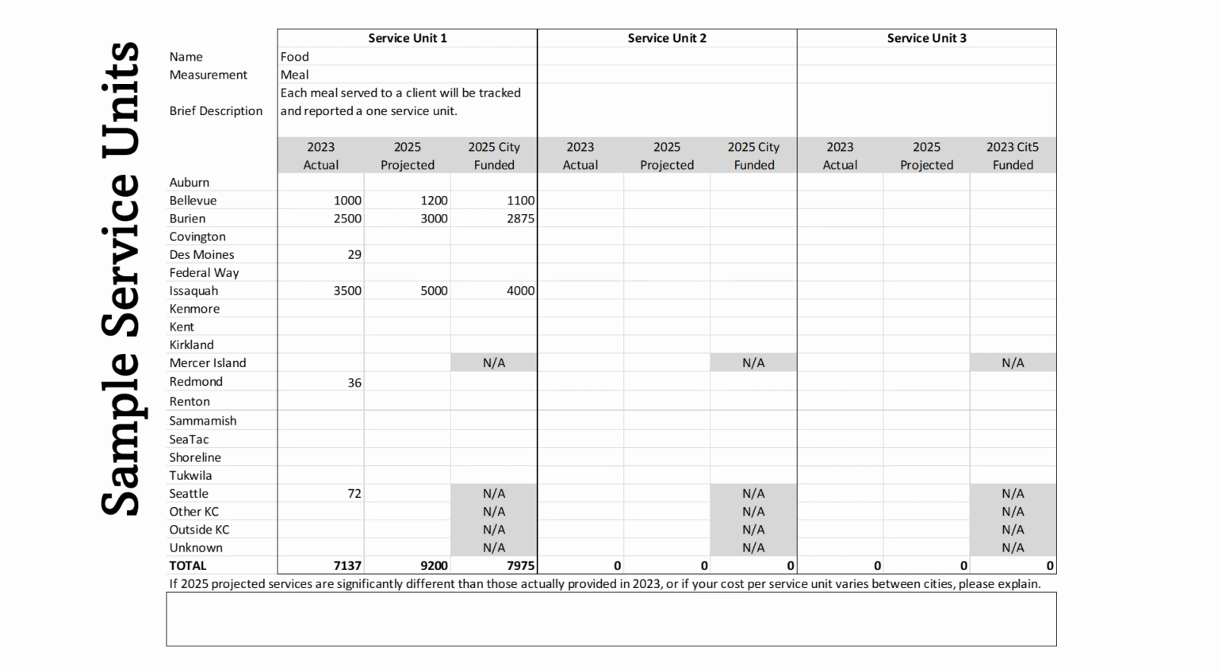In the next section, you'll enter the number of service units you provided to each city's residents in 2023 and how many you expect to provide in 2025. And just like with the budget, of the projected service in 2025, how many of those service units will be paid for by each city that you're requesting funding from. The city-funded numbers cannot be bigger than the 2025 projected numbers for any city.